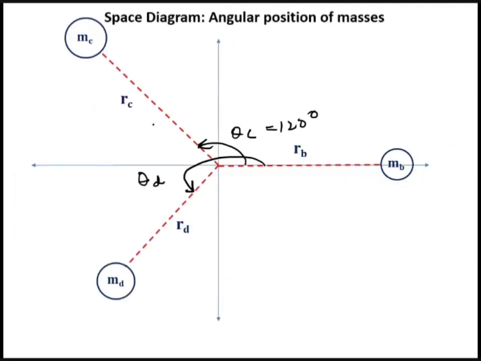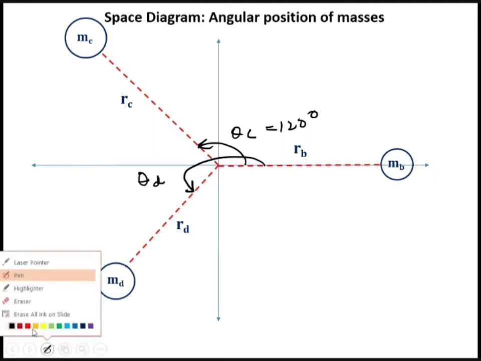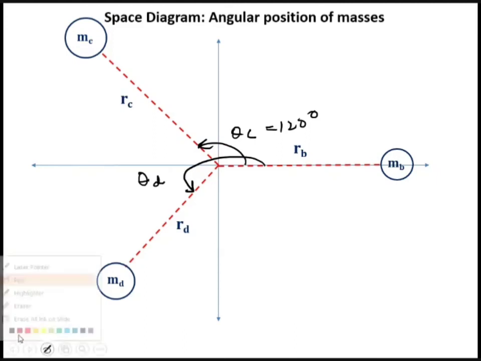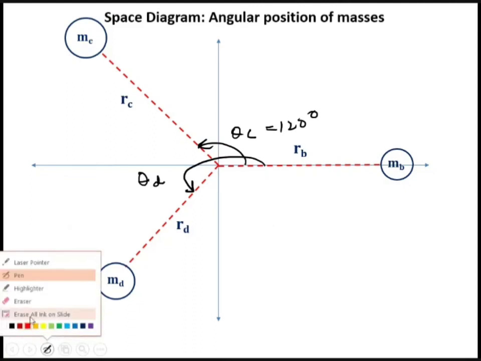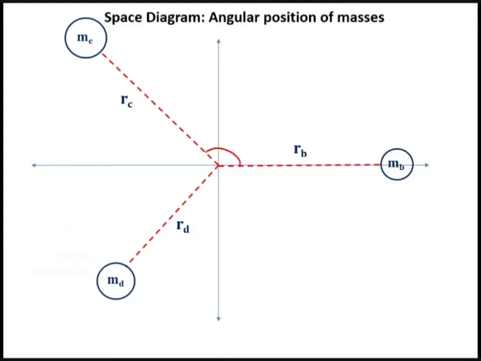Now, I already have this space diagram in front of you, because from the force polygon I have got these angles. Which angles have I got? I have got this angle theta C, and this angle theta D. I have completed the space diagram, and now from the space diagram you can easily draw the force polygon.